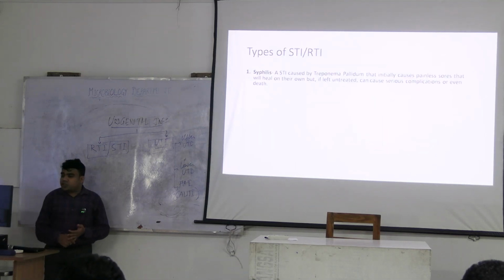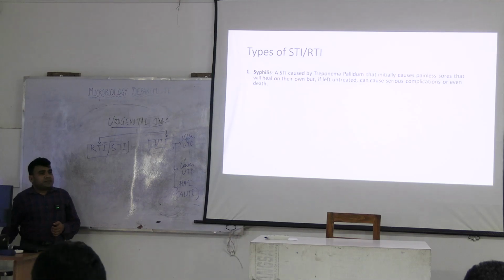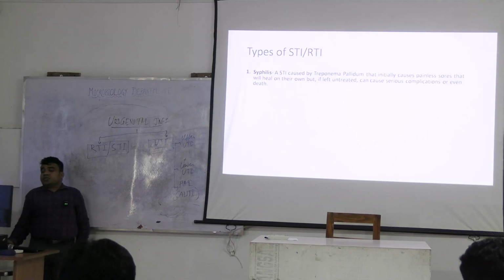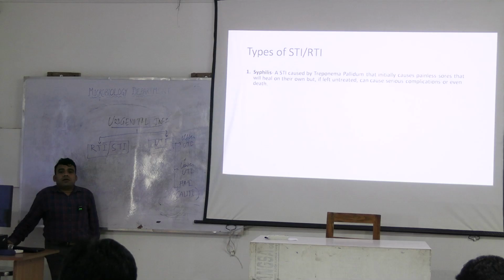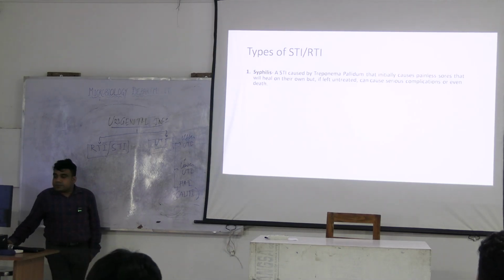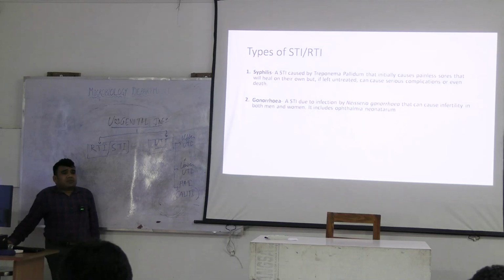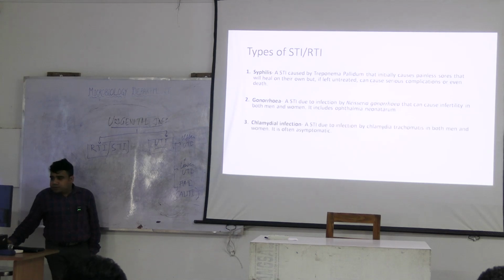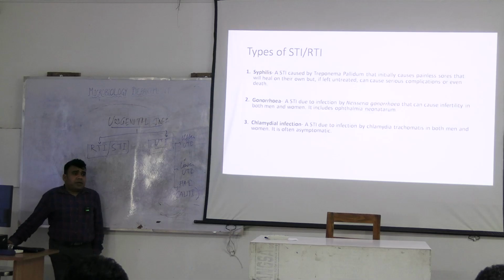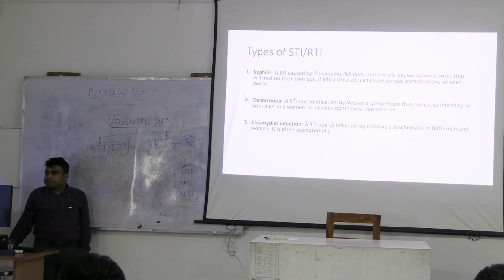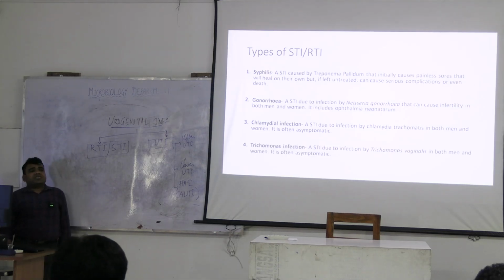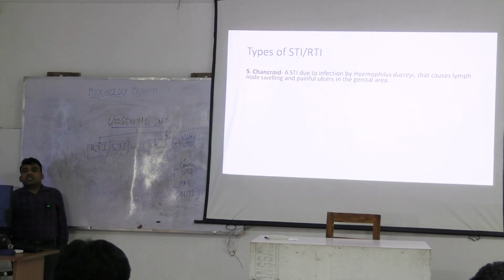Now coming to the types of infections, the first type is called syphilis. Syphilis is a disease that is transmitted by a spirochete called Treponema pallidum. The next type of disease is called gonorrhea, caused by Neisseria gonorrhea. Next, chlamydia infection, that is caused by chlamydia. Trichomonas infection is caused by a parasite, Trichomonas vaginalis. Chancroid.